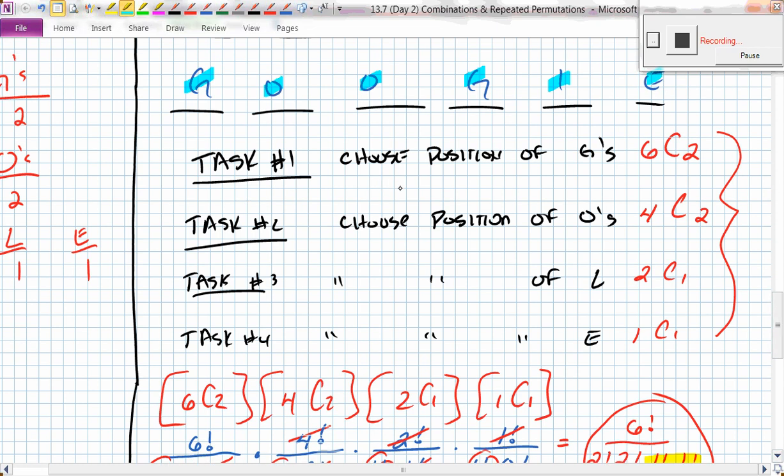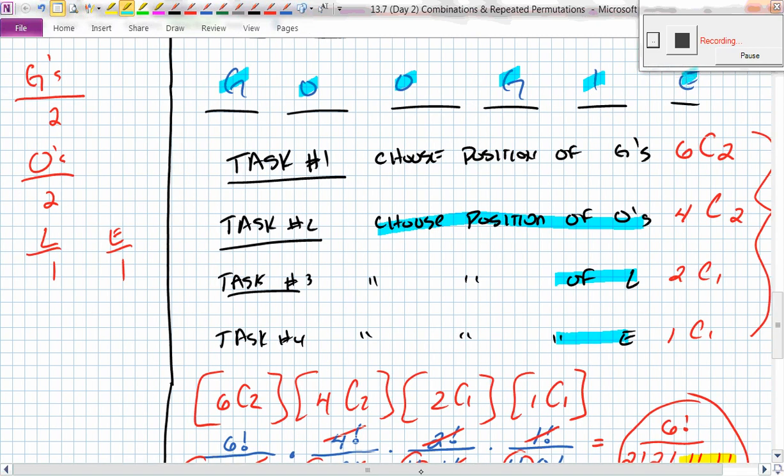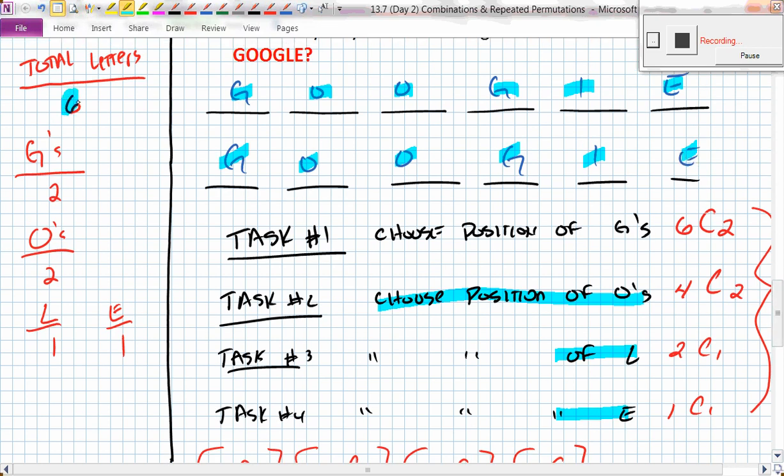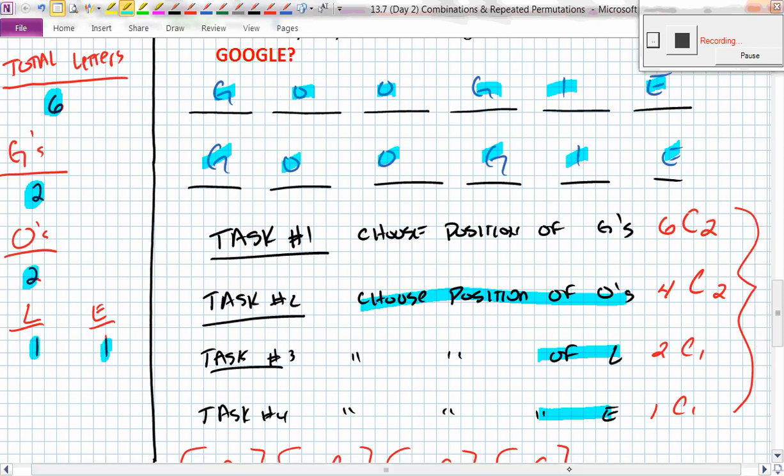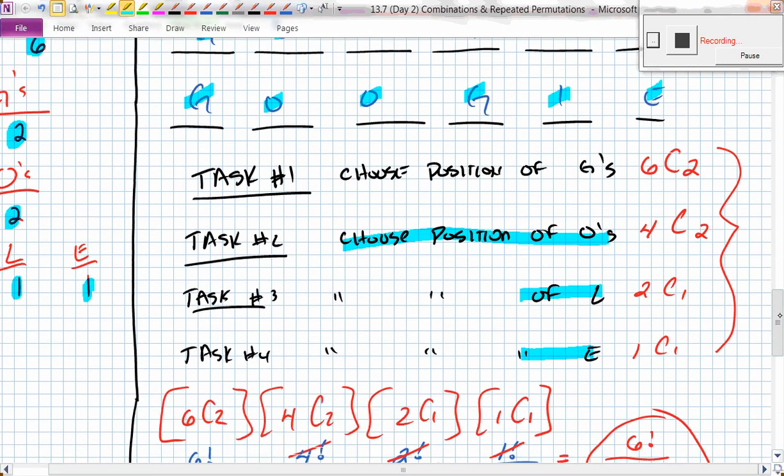Task number 1 is choosing the position of the G's. Task number 2 would be choosing the position of the O's. Task number 3, choosing the position of the L's. And task number 4, choosing the position of the E's. Before we did that, over on the left-hand side, we wrote down all the total letters. We had 6 total letters for G, O, O, G, L, and E: 2 G's, 2 O's, 1 L, and 1 E. So we were working with that. Now that we have our tasks associated, we ask, how many ways can we choose the position of the G's?